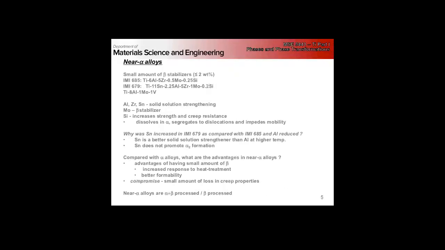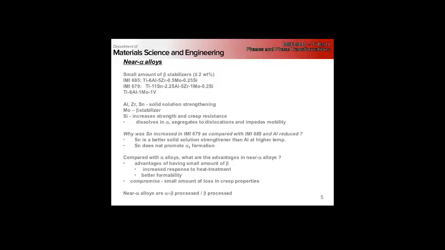If we move up to the near alpha alloys, we're putting in small amounts of beta stabilizers, right? If we look at the compositions that we threw out here, IMI 685 and 679, you can see we've got titanium, aluminum and tin in 679. Zirconium's neutral. Molybdenum is a beta stabilizer, so we've got a mix of alpha and beta stabilizers. Zirconium and tin are neutral, aluminum's an alpha stabilizer, but these are there primarily for solid solution strengthening. Molybdenum's a beta stabilizer, and silicon does something interesting, right?